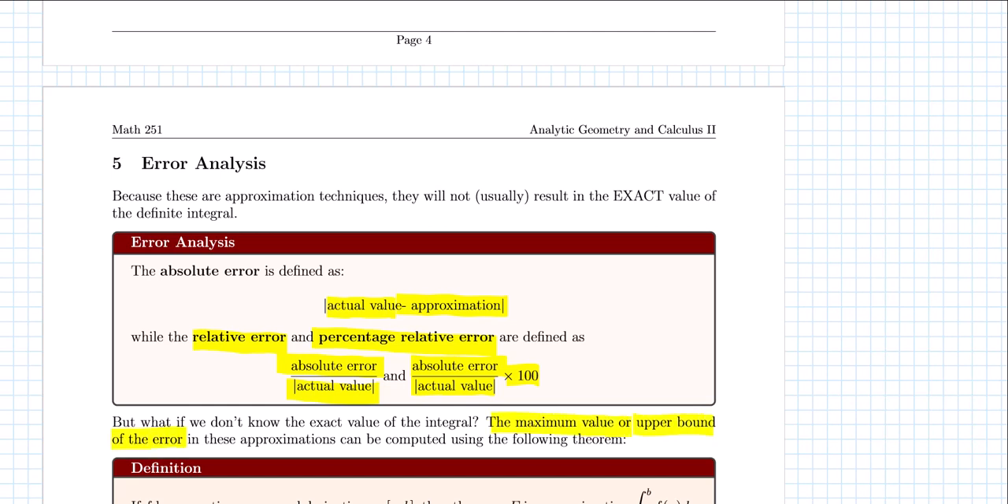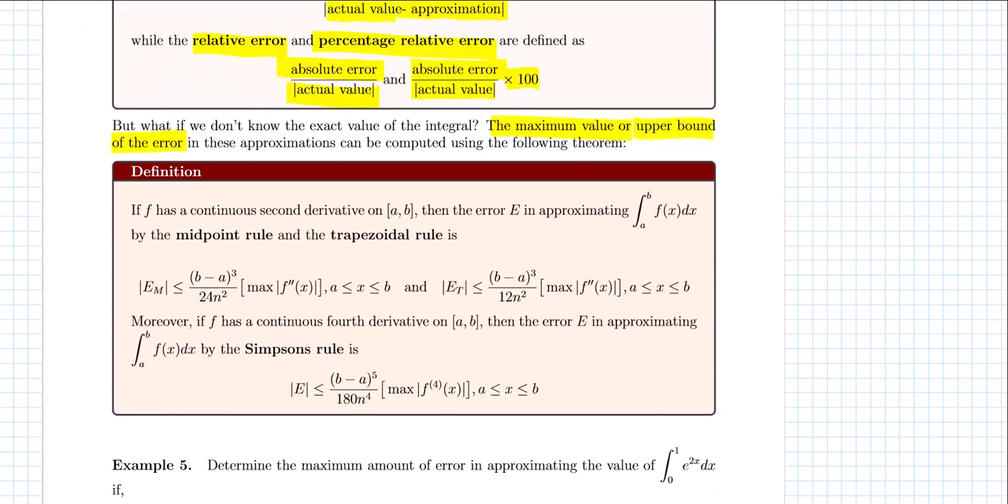Now, this is a topic that, if you go on to take higher level math courses, especially numerical analysis, you'll be delving much more into. However, for this class, I'm just going to give you the formulas and use them briefly, but we will not be going into much detail as to how we can actually come up with the formulas. So here's the definition for the maximum value or the upper bound error for the approximation techniques.